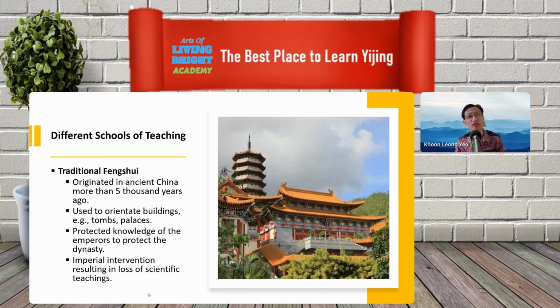Okay, so different schools of feng shui teaching, what are they? Basically, there are two types. One is traditional feng shui. But when you branch out, there are many different branches of traditional feng shui. Now, when you talk about traditional feng shui, what you're learning today is one part of traditional feng shui. It originated in ancient China more than 5,000 years ago, a very long time.